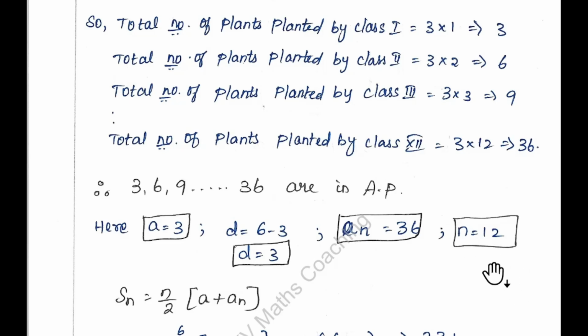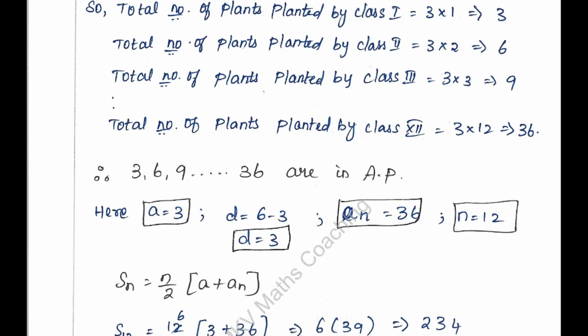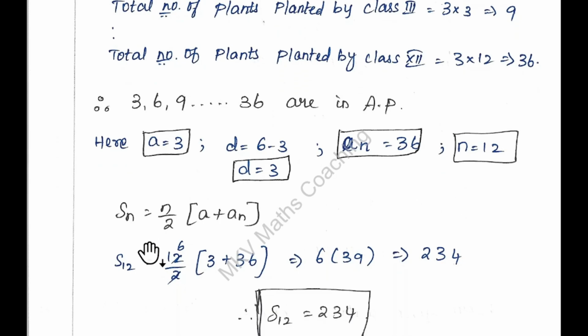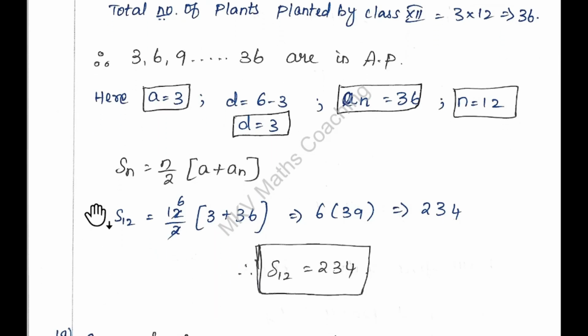You need to find out how many total trees they have planted, right? So total means you have to find the Sn value. Since you know an, I can take the shorter formula, n by 2 into a plus an. So n is 12 divided by 2, a is 3 plus 36. So the sum of all 12 classes, you will get 234. So 234 trees in total they have planted. Okay.